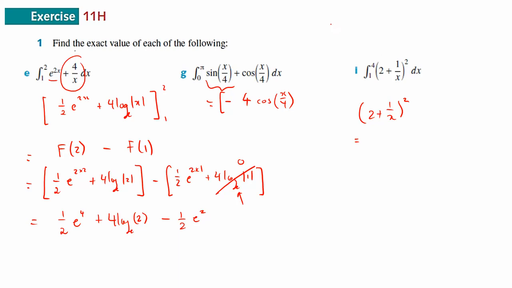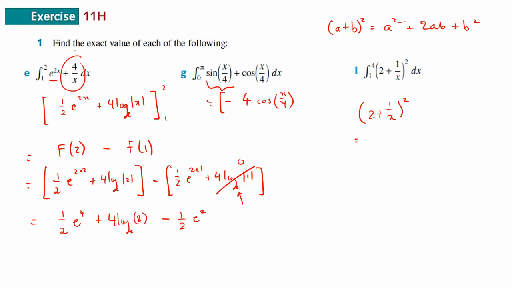Let's go with the rule again. If I gave you (a plus b) squared, the rule is square the first one, a squared, plus 2ab, plus b squared. That's your rule for expanding a perfect square with a power of 2. And you've got two terms, a plus b. So in our case here, it's 2 plus 1 over x.